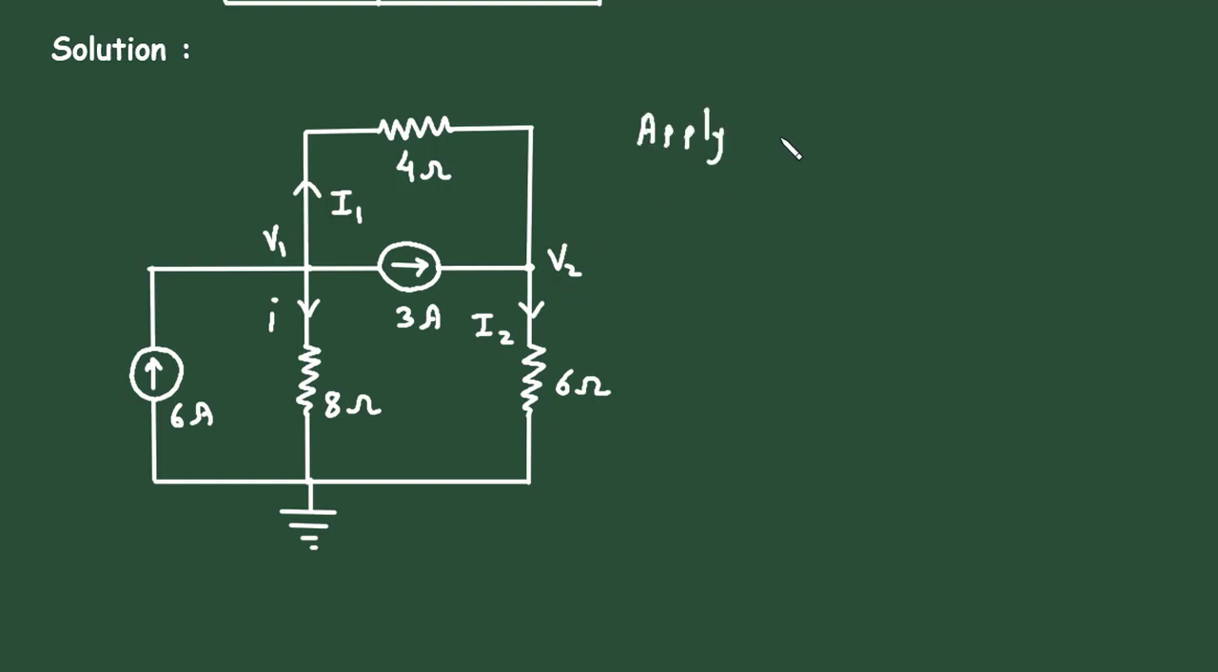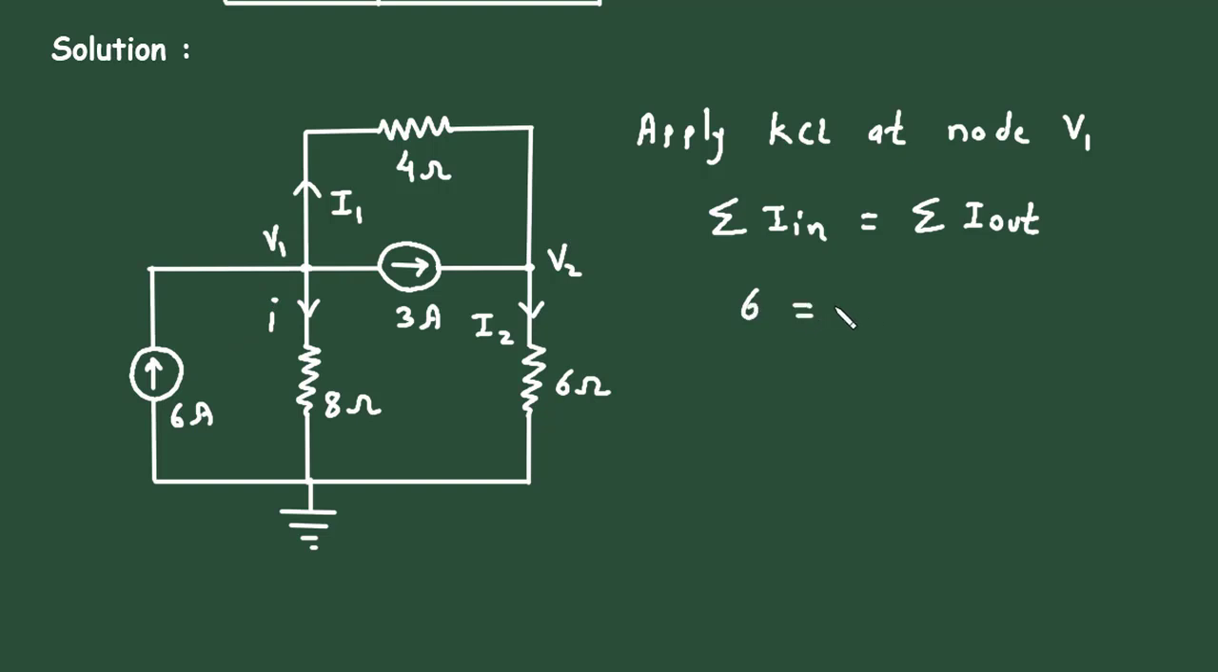Now apply KCL at node V1. According to KCL, that is Kirchhoff's current law, summation of all the currents entering a node is equal to summation of all the currents leaving the node. Here the entering current is this 6 ampere. So 6 ampere is equal to the leaving currents I1, I and 3 ampere. These are the leaving currents from this node.